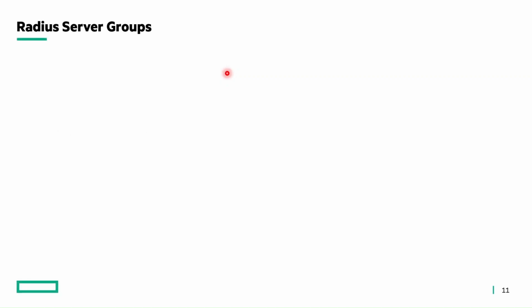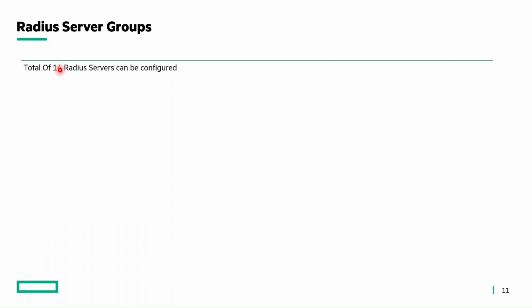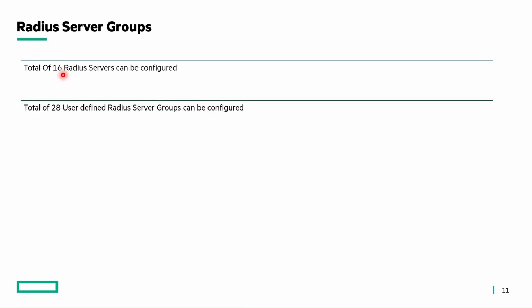First, we'll see a background about the radius server groups. So totally, we can have 16 radius servers in our switch. Apart from that, we can have 28 user-defined radius server groups. These 16 servers can be mapped to the different radius server groups.